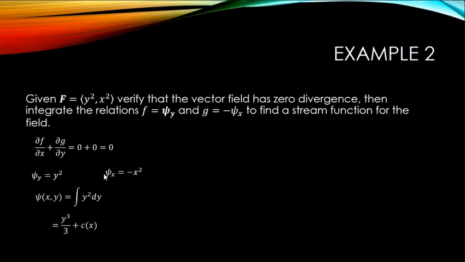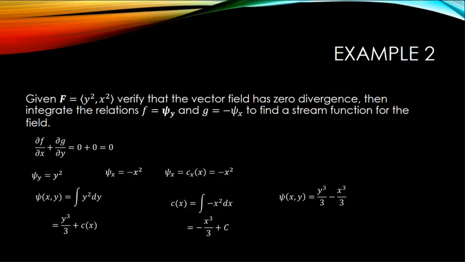I note that my partial of psi with respect to x is given to me as being negative x squared for my vector field. So I'm going to take the partial derivative with respect to x of the psi that I got through integration. This gives me the partial of psi with respect to x is equal to the partial of c with respect to x of x, and that is equal to negative x squared. So c of x will be the integral of negative x squared dx, which gives me negative x cubed over 3 plus a constant c. Because this constant really is a constant, I'm going to let it be 0, and my stream function psi of x y becomes y cubed over 3 minus x cubed over 3.